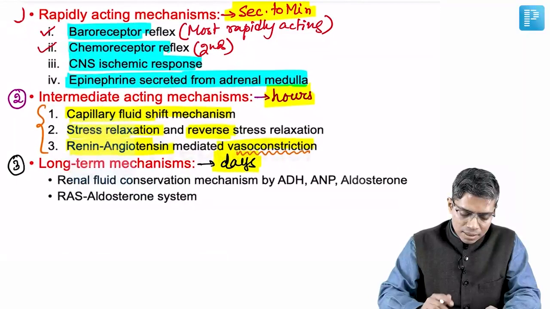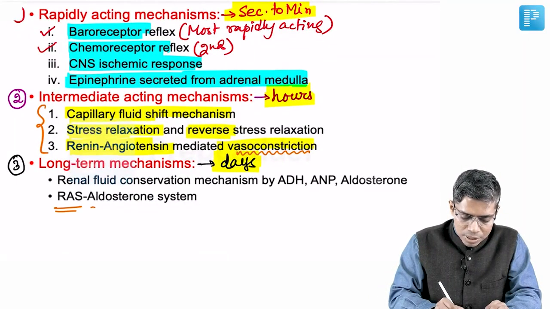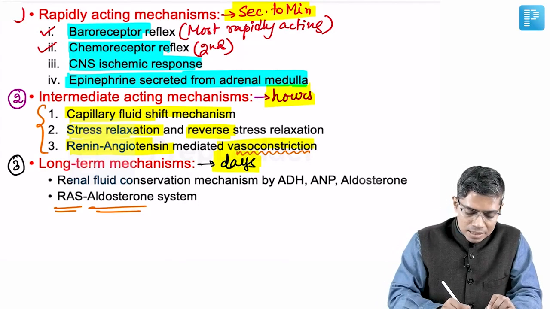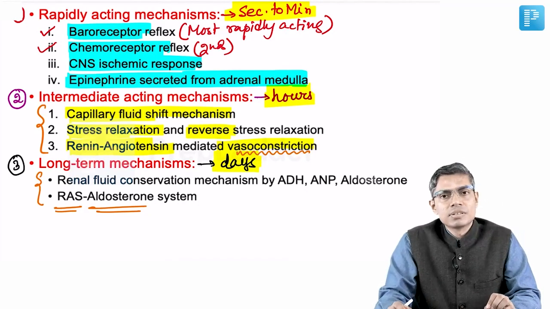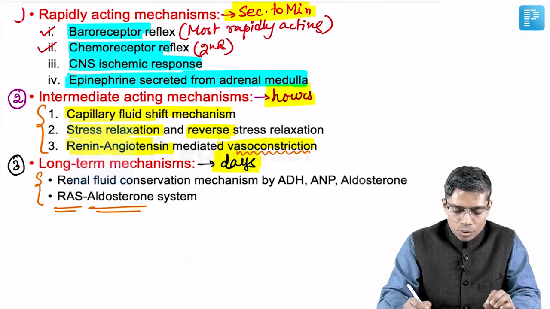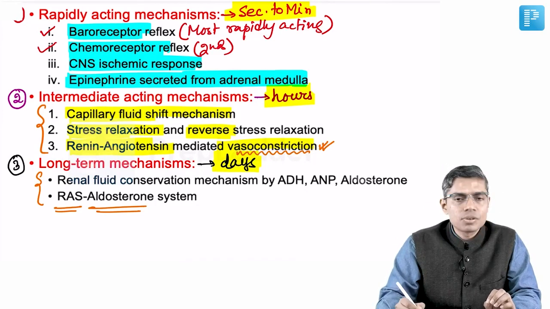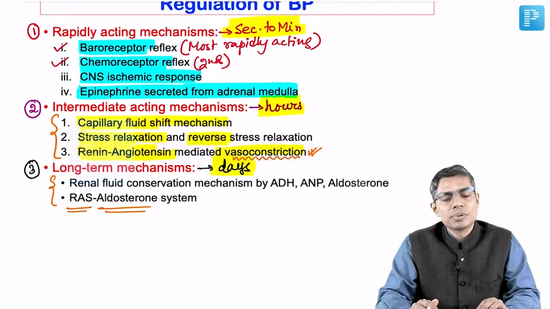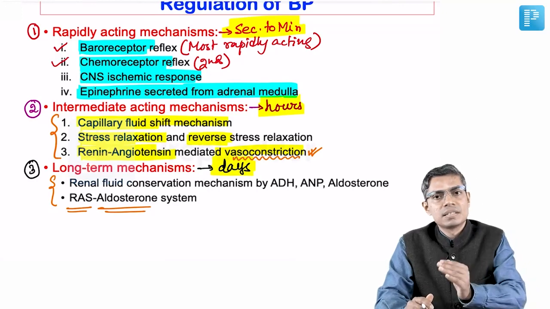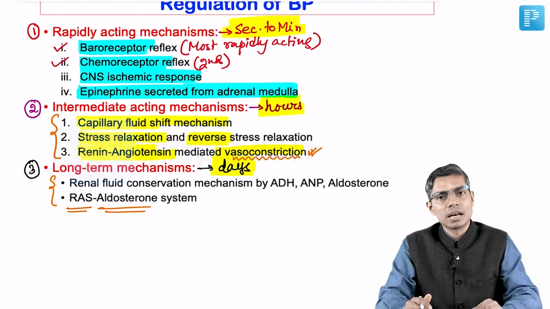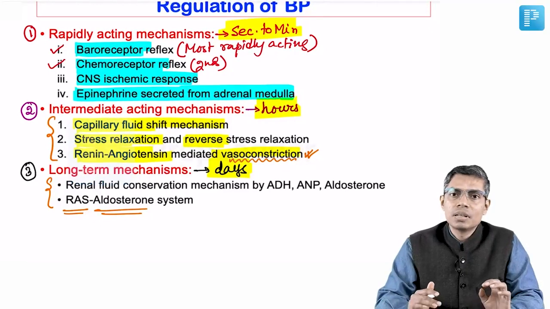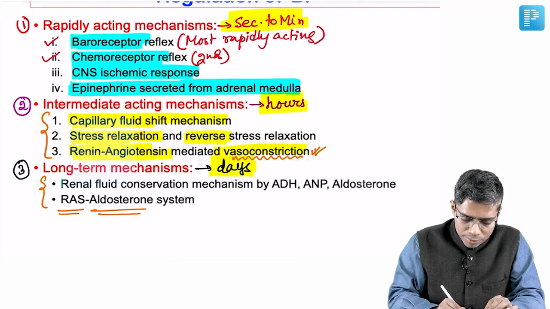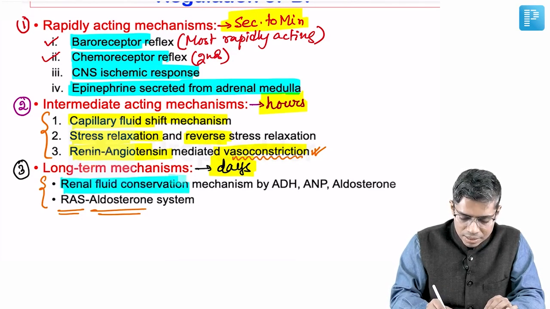But if you look at the renin angiotensin with aldosterone system, RAS aldosterone system, then it is a part of the long-term mechanism which requires a few days. So if I talk about angiotensin mediated vasoconstriction only, then it is a part of the intermediate mechanism. But if you think of the renin angiotensin system acting through aldosterone and other mechanisms, then that is a part of the long-term mechanism.